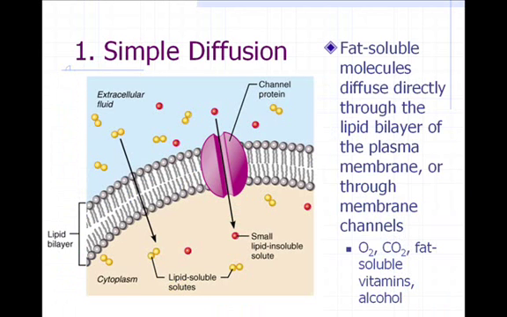We'll look at simple diffusion first, and that's when something just goes directly through it, such as the double yellow dots right there. It's lipid soluble, so it's going to go straight through this lipid membrane and right into the cell. Things like oxygen, CO2, fat-soluble vitamins, and alcohol are examples.